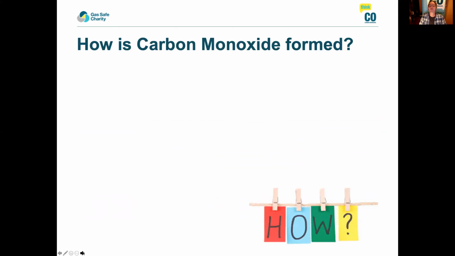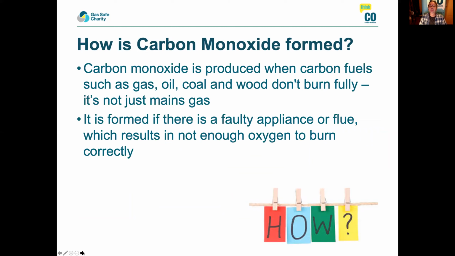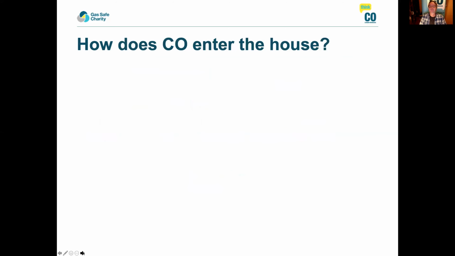How is carbon monoxide formed? Carbon monoxide is produced when carbon fuels such as gas, oil, coal and wood don't burn fully. So remember, it's not just about mains gas. It's formed if there's a faulty appliance or a flue, which results in not enough oxygen being available to burn correctly. It can be found at very low levels and is a natural gas in the atmosphere, but at a tiny, tiny percentage, as well as dangerously high levels.